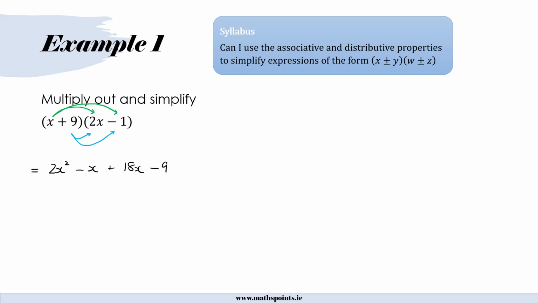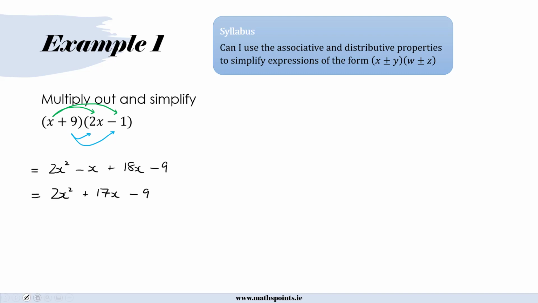As in the last video, we can now simplify some of the terms. So 2x squared has no like terms. It won't combine with any of the other terms in the question. So we'll write down 2x squared. Minus x and 18x are like terms. So 18x minus 1x is plus 17x. And then obviously minus 9 is a constant, and there's no like terms in the question, so it's minus 9.